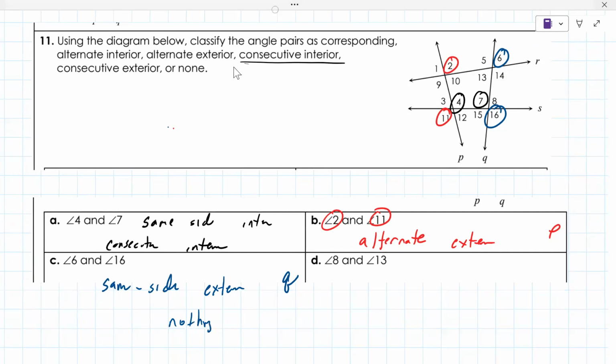Final one, final push here, 8 and 13. There's 8, there's 13, same transversal Q this time. Why don't you see if you can classify that one on your own? It is one of the ones in same side interior. I mean, alternate interior. Good, really good. All right.